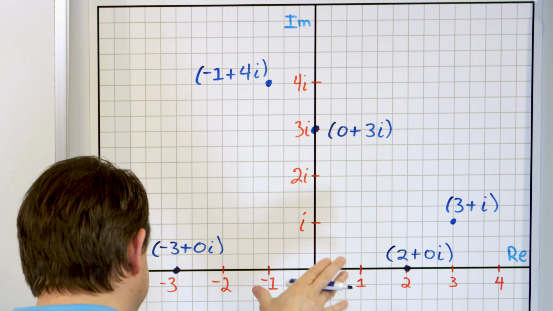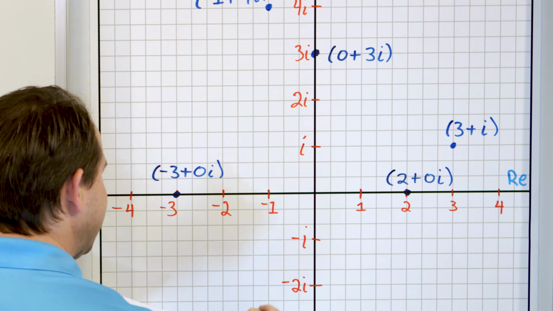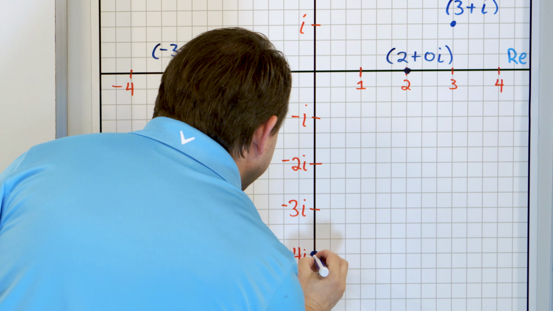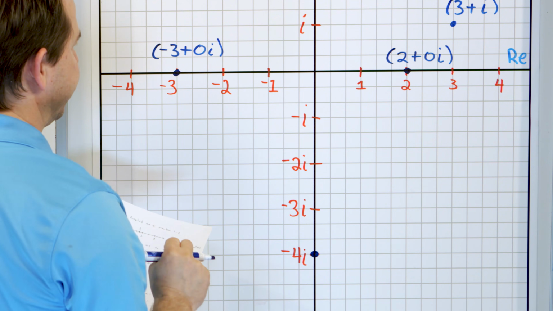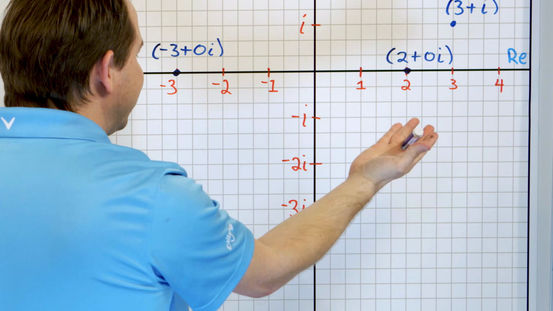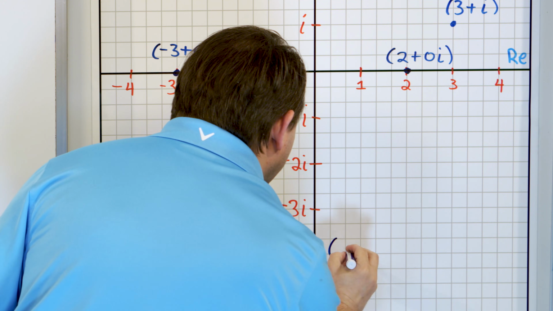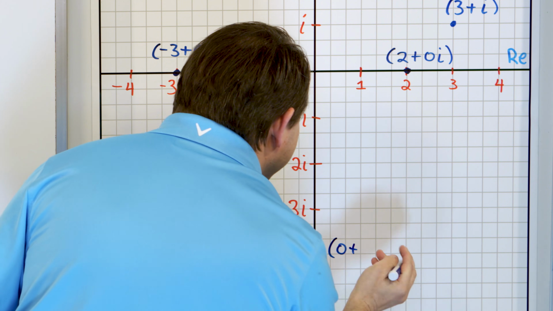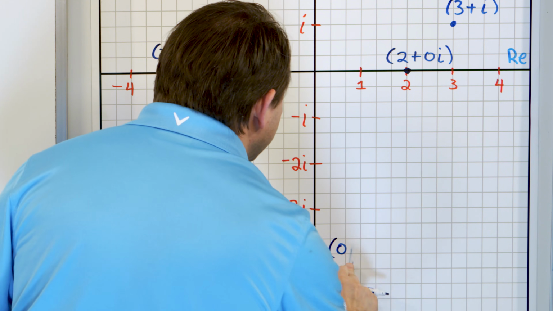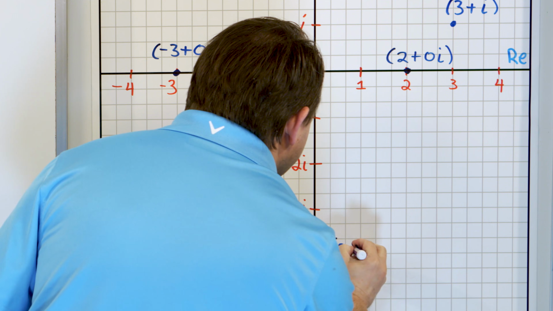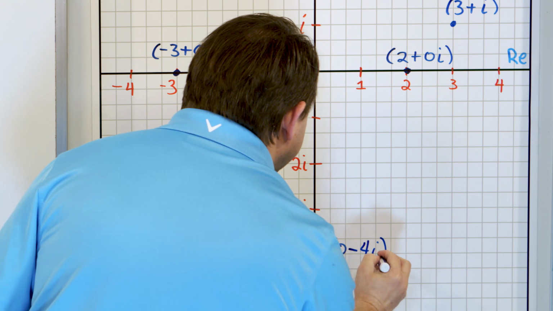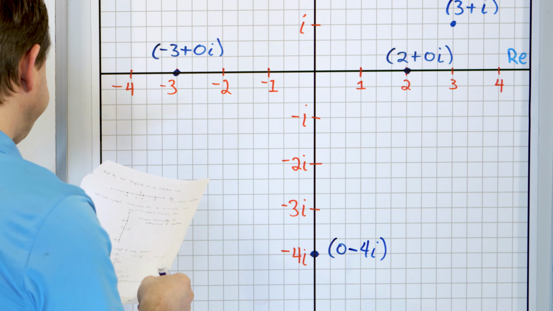Now let's go and plot some down here and see what they look like. What if we go way down here and put a point down here? What does that point signify down there? Well, the real part is nothing, and the imaginary part's -4, so it's 0 plus a -4, but really you want to write it as 0 minus 4i. You would write it as 0 minus 4i.